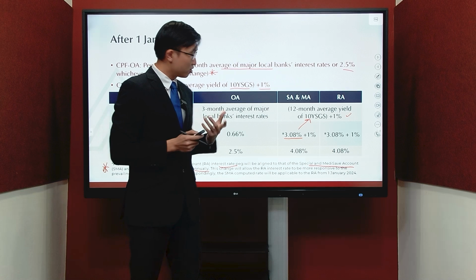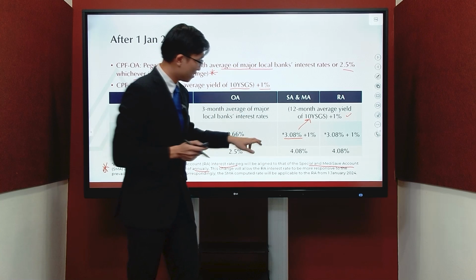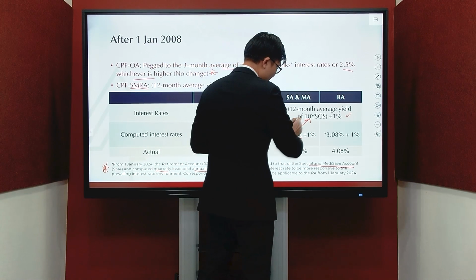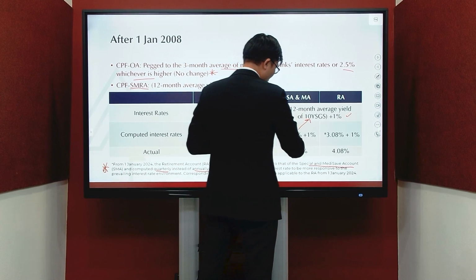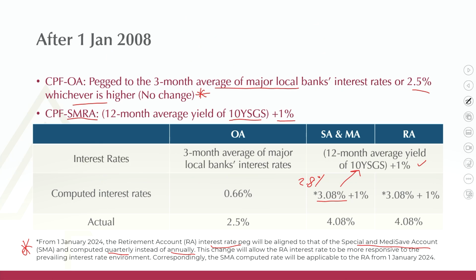But just last year in June, this 10-year SGS yield was actually lesser than 3.08%. It was about 2.8%. So basically just last year June, if the 10-year SGS yield was 2.8% and we plus 1%, how much does that give us? We are expecting interest of about 3.8%. But strange, right? We didn't hear about any news about an interest rate of 3.8% for special, MediSave and retirement account.